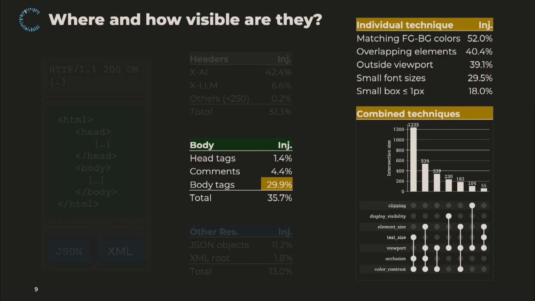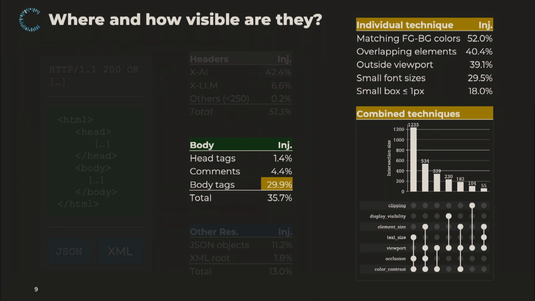For example, one common trick that we found, about 52% of the prompts are using this trick, is to use a font color that is matching the background color. Another example is using overlapping elements, either exploiting the priority that HTML tags have in the rendering algorithm of a browser, or by forcing the position of an HTML tag in the rendering stack by pushing it at the back with, for example, the Z-index attribute. Other tricks are pushing the HTML tag outside of the viewport, where the viewport is the area where usually the browser renders content.